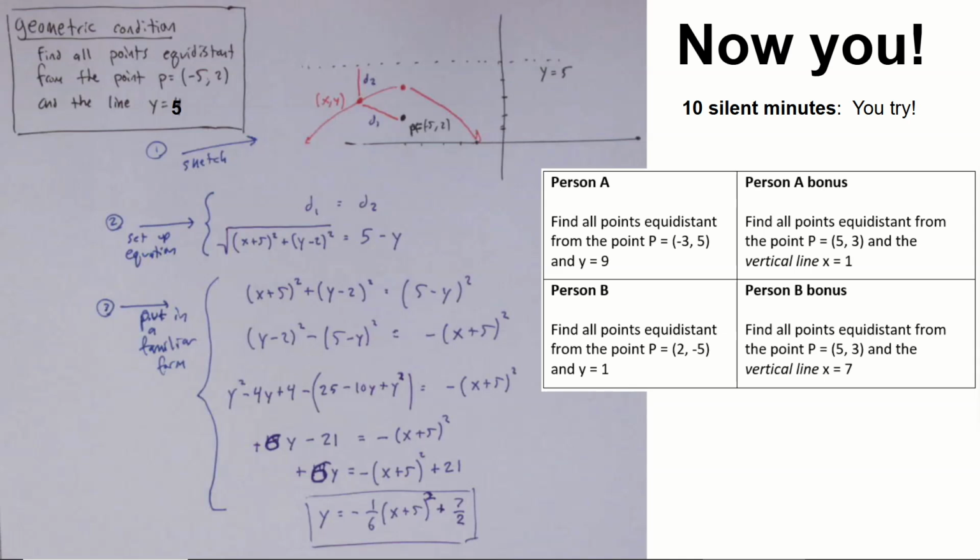Hello everybody. Let's do some classwork solutions. We will derive the parabola for person A, where we're going to find all the points equidistant from the point -3, 5 and y equals 9.